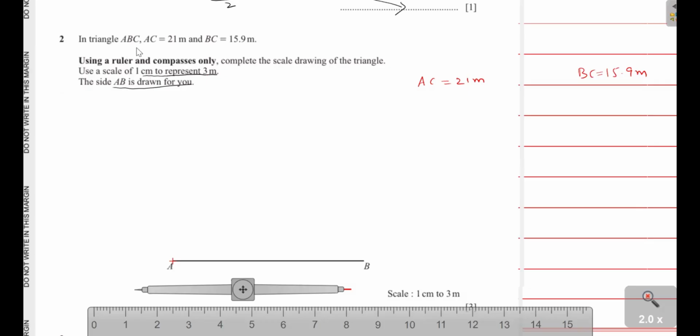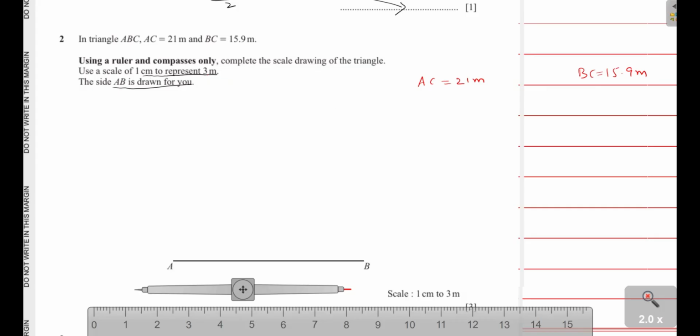Question number 2, in triangle ABC, AC is 21 meters, BC is 15.9 meters. Using ruler and compass only, complete the scale drawing of the triangle. Scale 1 centimeter to represent 3 meters. The side AB is drawn for you. Look here, this is the length AB, and here AC is 21 meters, BC 15.9 meters. To draw the triangle, we will draw the lines AC and BC according to the scale.